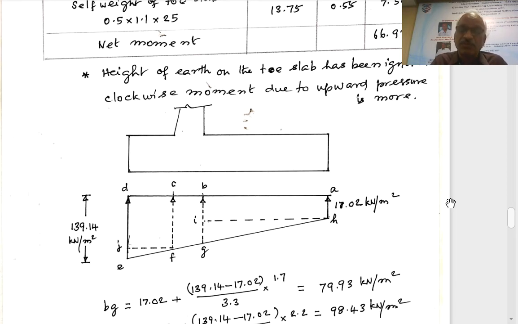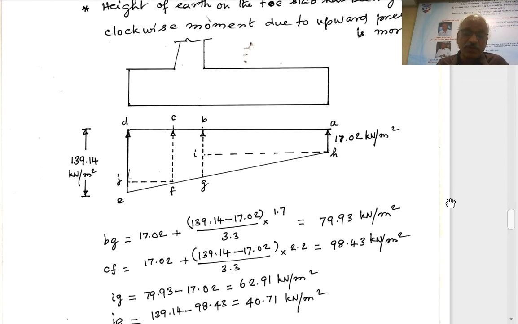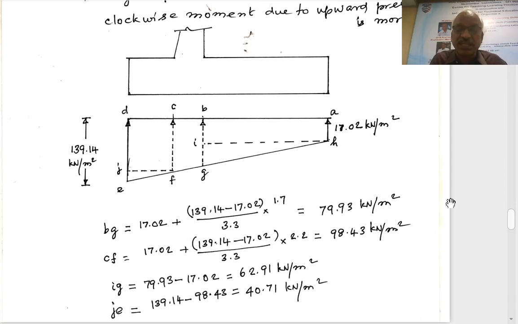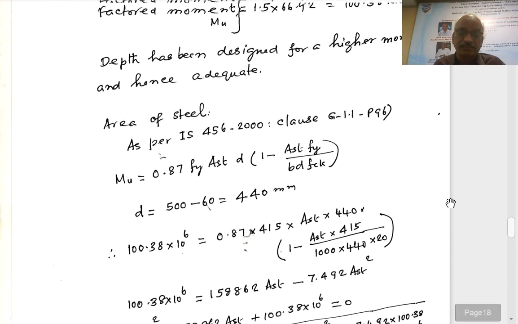Please remember the value. ABIH is a rectangle of 17.02. So its distance from the point B will be 1.7 by 2, because BA is 1.7. IGH is a triangle, half into the value IG, which is 62.91. One is 62.91, the other one is 17.02. So these values we will remember for the time being, 62.91 and 17.02.